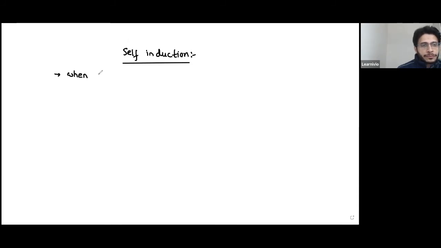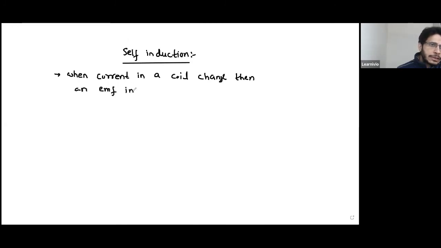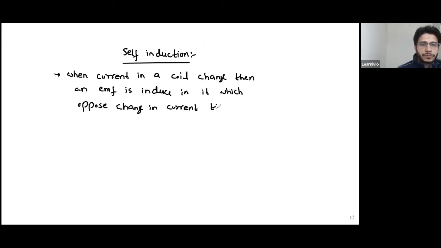So when current in a coil changes, then an EMF is induced in it, which opposes change in current through itself. This is self-induction.